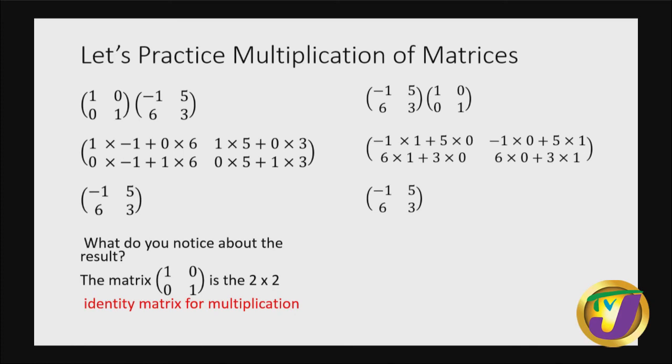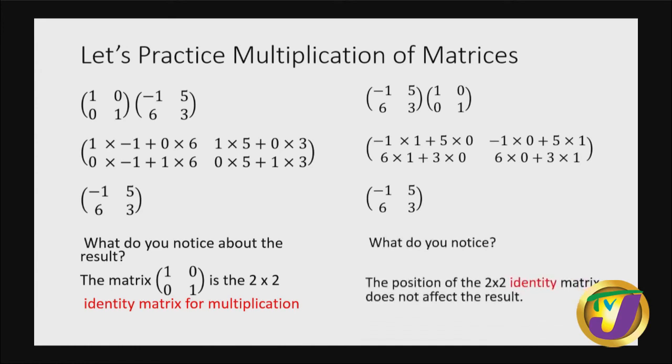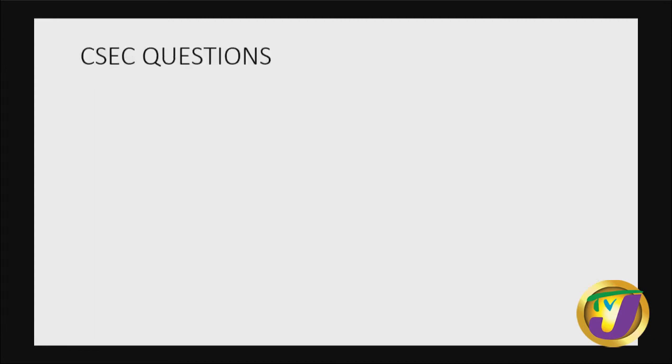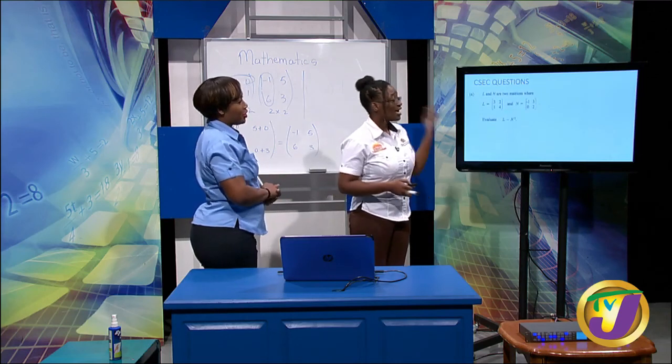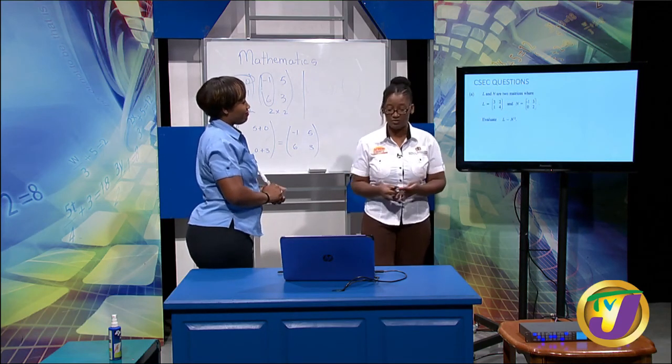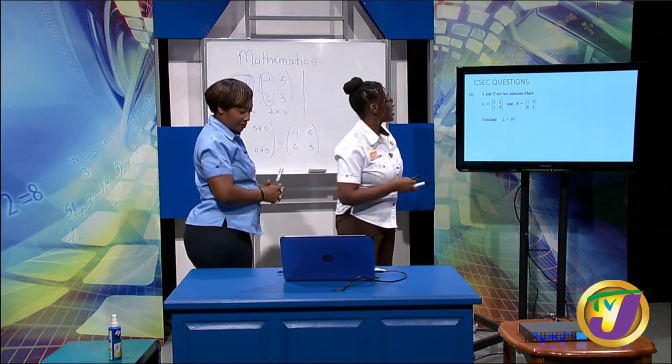This identity is quite special. All right, so the position of the 2 by 2 identity matrix did not affect the results. Very important. So, I think we have learned a lot today. I think so too. So let's see if we can apply what we've learned so far. We have a few minutes. Sure, let's see how quickly we can do this.